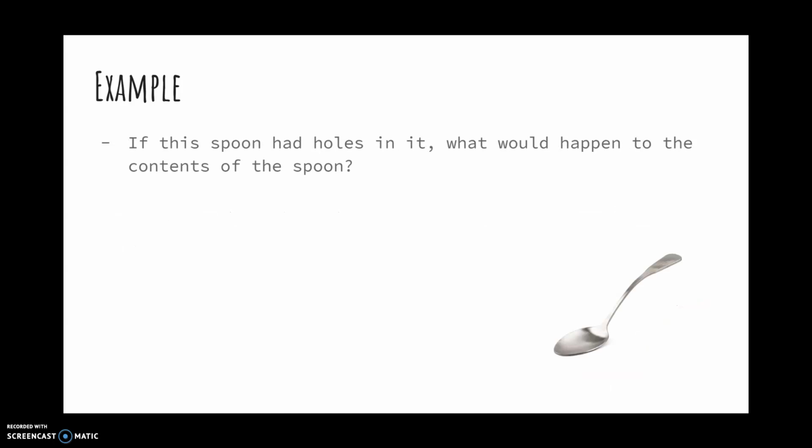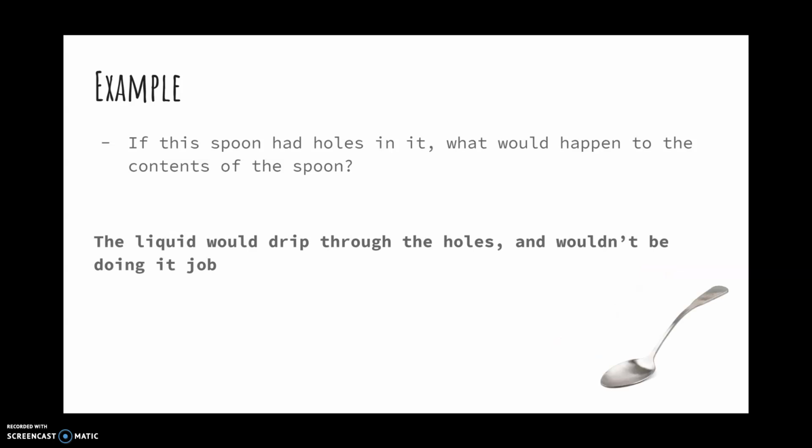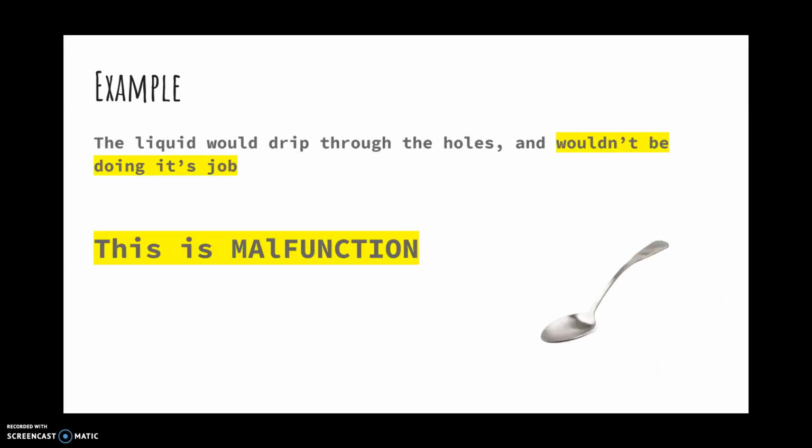But if the spoon had holes in it, what would happen to the contents? If we're thinking about a liquid or a solid and that spoon had holes in it, what would happen? That liquid would probably drip through the holes and wouldn't be doing its job. The spoon wouldn't be holding the liquid or the solid to transfer it to our mouth, it would all fall through those holes. The fact that it wouldn't be doing its job is malfunction.